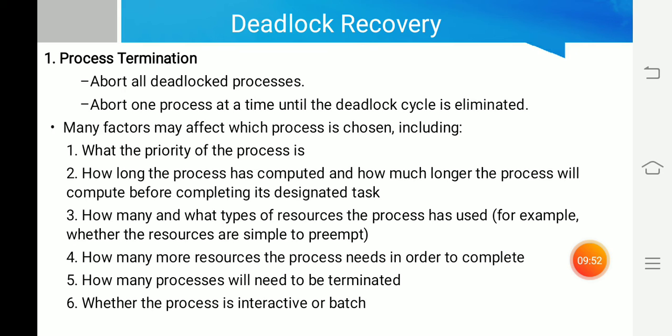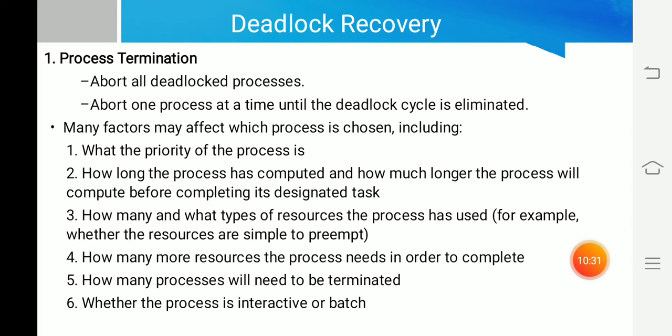Then the third is how many and what type of resources that process has used. For example, whether the resources are simple to preempt. We can use the concept of preemption, so we can take away the resources of that process and use them. How many more resources does the process need? For example, if process 1 requires 5 more resources and process 2 requires 3 more resources, we can choose the maximum resource holding process and abort that process.